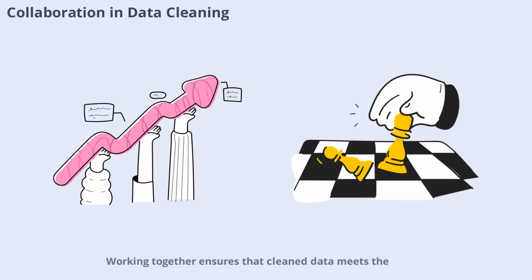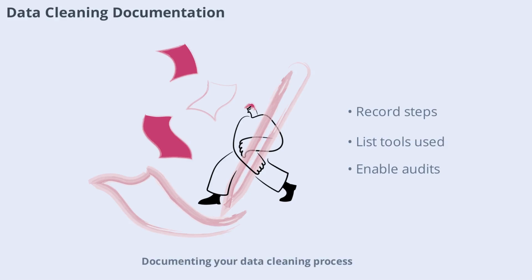Working together ensures that clean data meets the needs of all users and supports accurate analysis. Communication and teamwork are essential for successful data cleaning projects. Documenting your data cleaning process is crucial for transparency and reproducibility. Good documentation includes a record of all steps taken, tools used, and decisions made. This makes it easier to audit your work, share with others, and repeat the process in future projects.